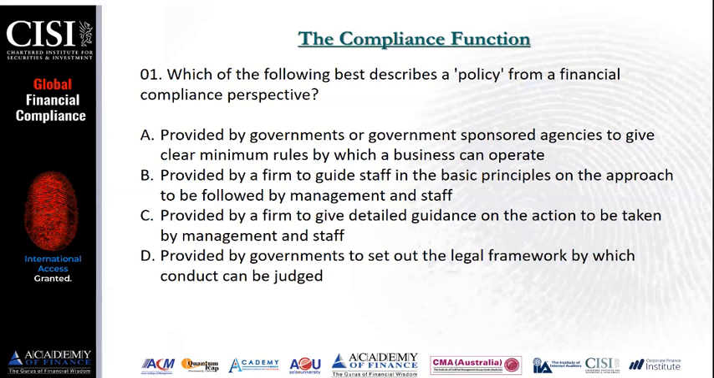All right, so 2 have answered as B and majority have answered as C as the correct answer, right? So let's look at B and C. Policy is not something provided by the governments, provided by a firm to guide staff in basic principles on the approach to be followed by management and staff, provided by a firm to give detailed guidance. So majority have picked detailed guidance, right? But the correct answer is answer B. It's detailed guidance. Can anyone recall what detailed guidance is? Procedures. So detailed guidance is provided. We spoke about regulation, policy, and procedure. Policy is basic principles and the approach.